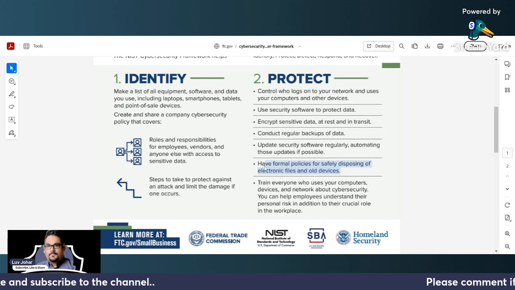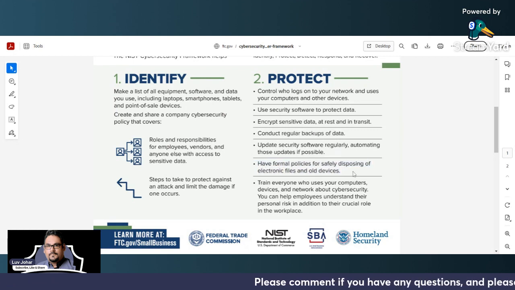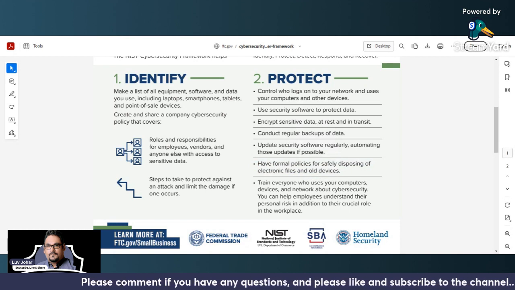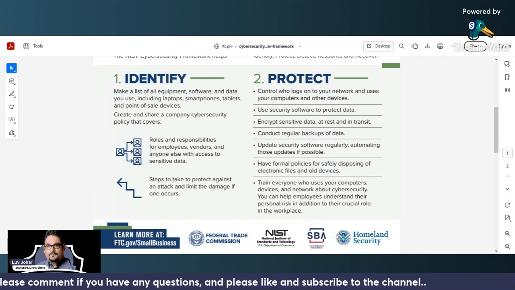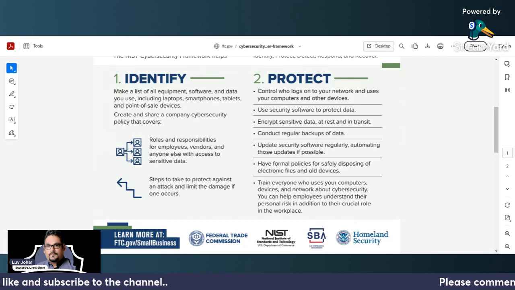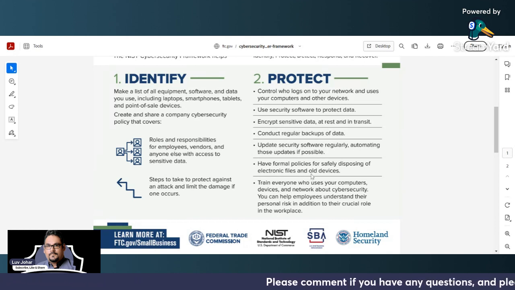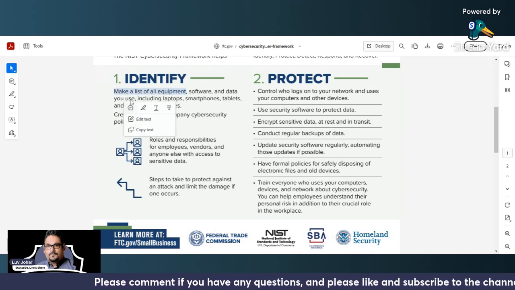And have formal policies for safely disposing of electronic files and old devices. Disposal has to be proper. Why is this important? Because sometimes if the disposal is not proper, then the information can be recovered. So you have to make sure proper disposal is in place. And formal policies are in place for disposal of your laptops, desktops, or any other equipment that you have identified in the identify section.